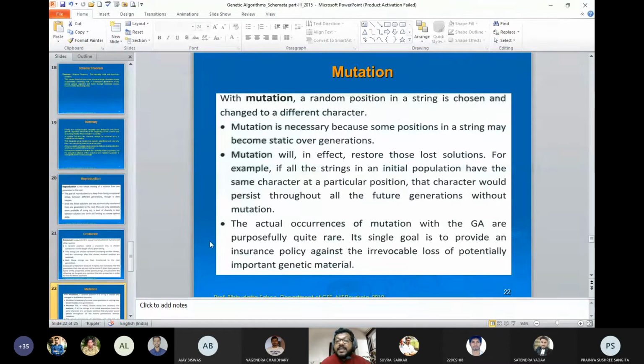The mutation is necessary because some positions of the string may be static over the generations. That is another explanation. So we want to just flip one bit to make it dynamic. Mutation will in effect restore the lost solution. What do we mean by lost solution? Suppose you are always getting new individuals, and they are accumulating in a particular area, which may be a local optimum. To move out of that place, you have to do a certain trick. By changing 1 or 2 bits, you are able to guess a point in a different area. That will help you find the optimal solution.